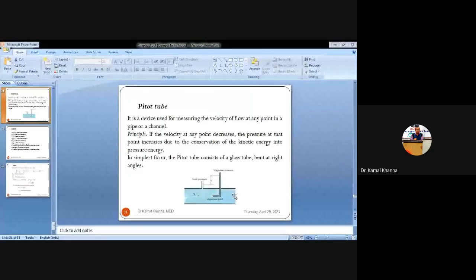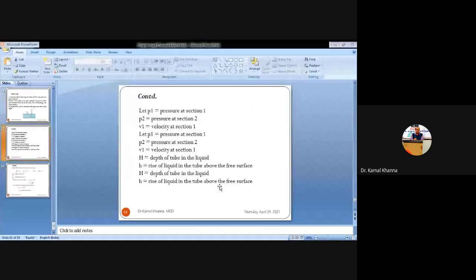So that rise of the fluid in the pitot tube is generally called a pressure head that is being measured with the pitot tube. So we are measuring the velocity of flow with the help of the pitot tube. Now, assuming some terms to find out the expression and to find out the velocity that is being measured with the help of the pitot tube.